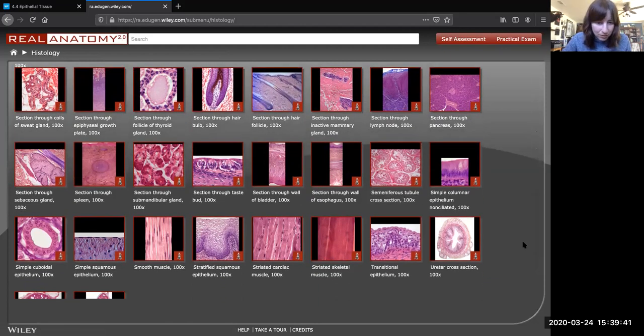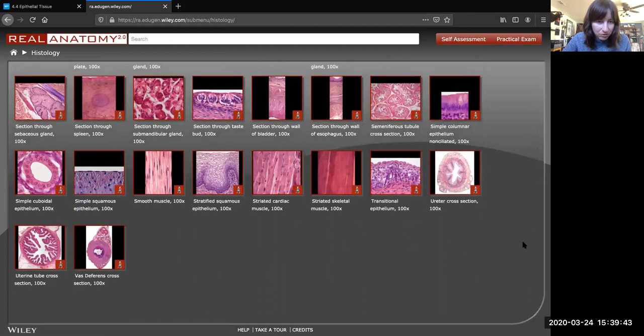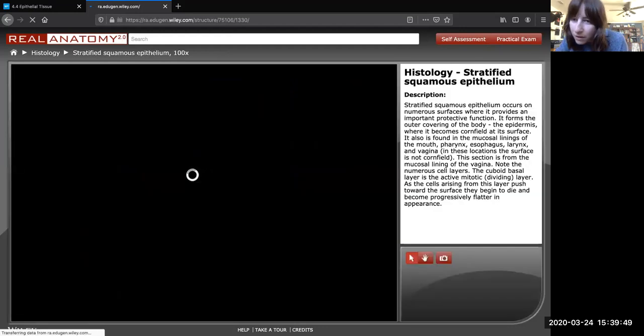More seminiferous tubule. I'm seeing more and more stratified squamous. Is that what we're talking about? Stratified squamous? What is this?